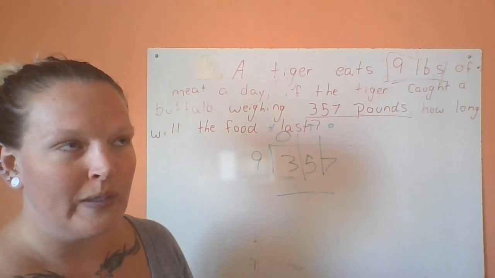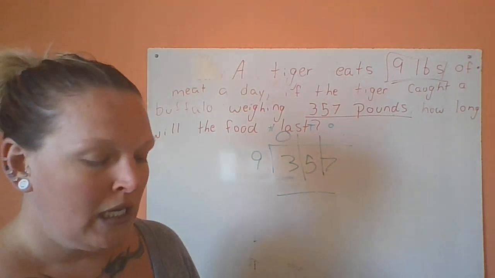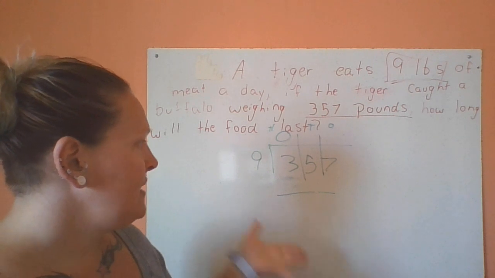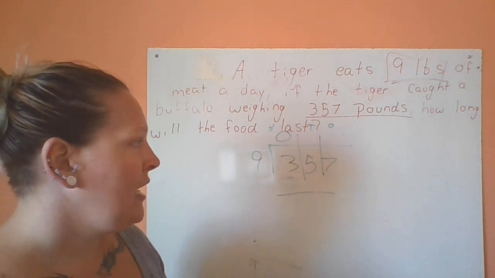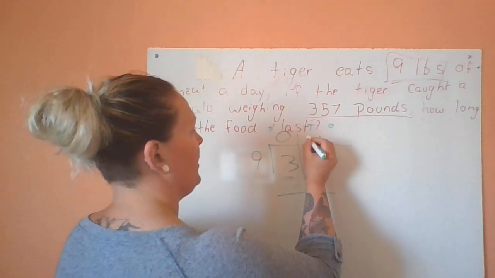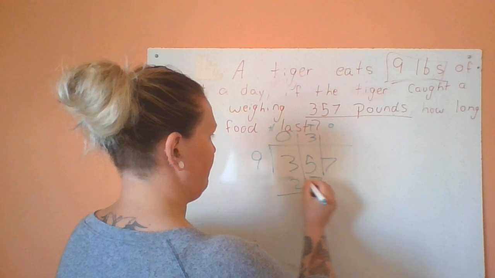For that, I'm going to skip count my 9s. So 9 plus 9 is 18. 9 plus 18 is 27. 27 plus another 9, unfortunately, we can't put any more in. So we're going to put 3, and then we're going to subtract 27.